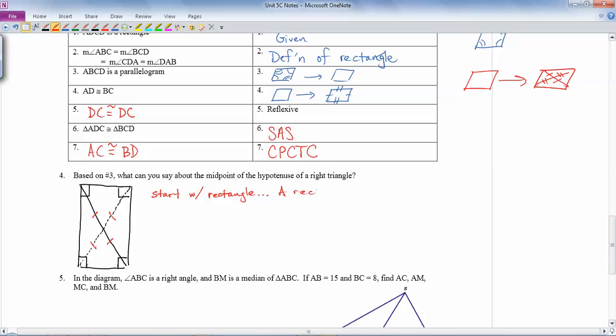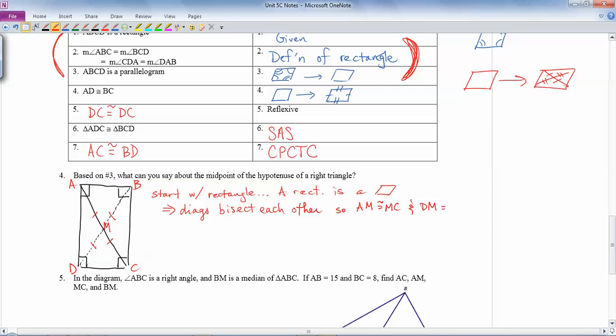A rectangle is a parallelogram, which we proved up here in steps 1 through 3. That proves that the rectangle is a parallelogram. So we know that the diagonals have to bisect each other. Let me put letters on here: A, M, C, B, D. So AM is the same as MC, and DM is the same as MB.